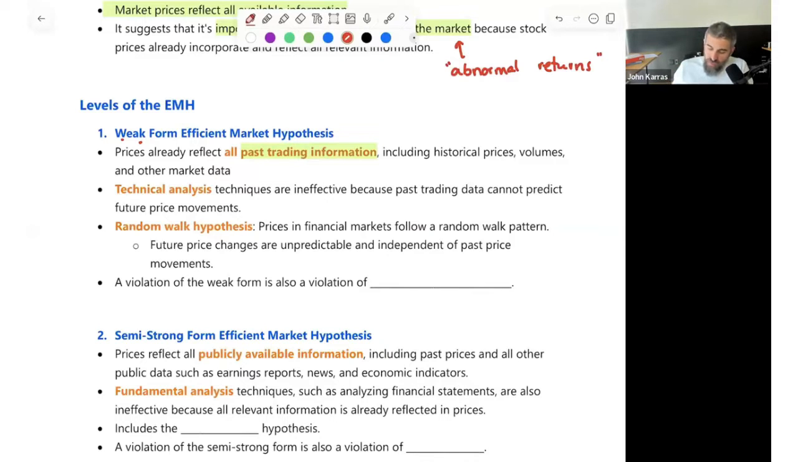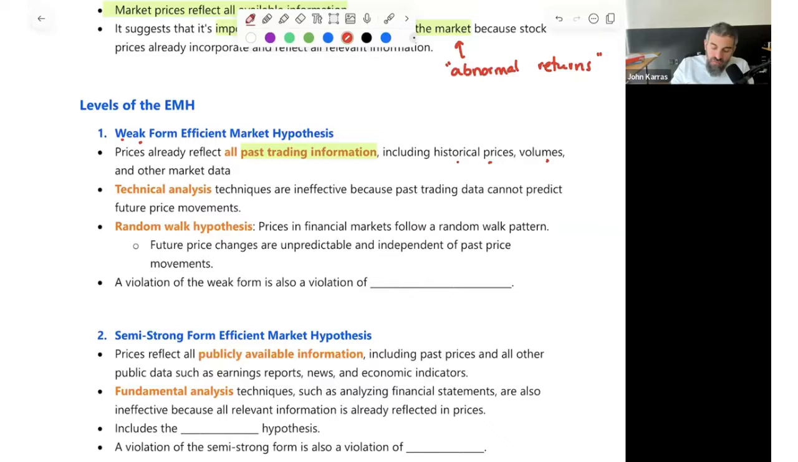And you have examples here, right? Historical prices, volumes. I don't think you really need to know this, but volume is how much of that stock was traded, right? It's just old data. Okay, so we'll start with that.